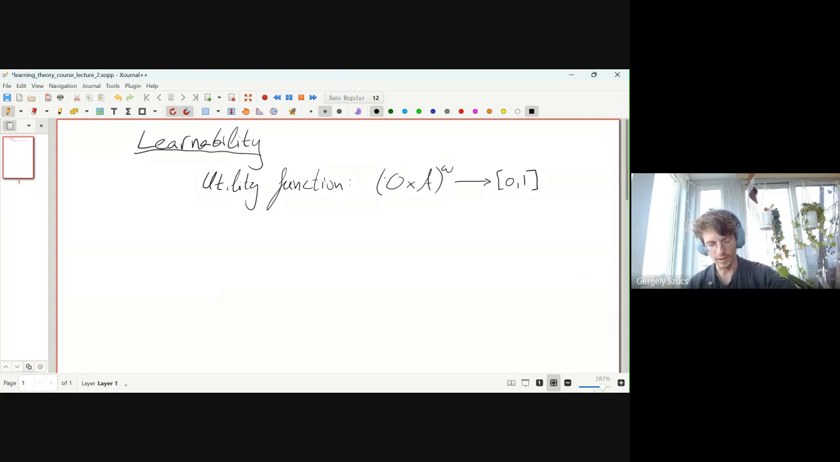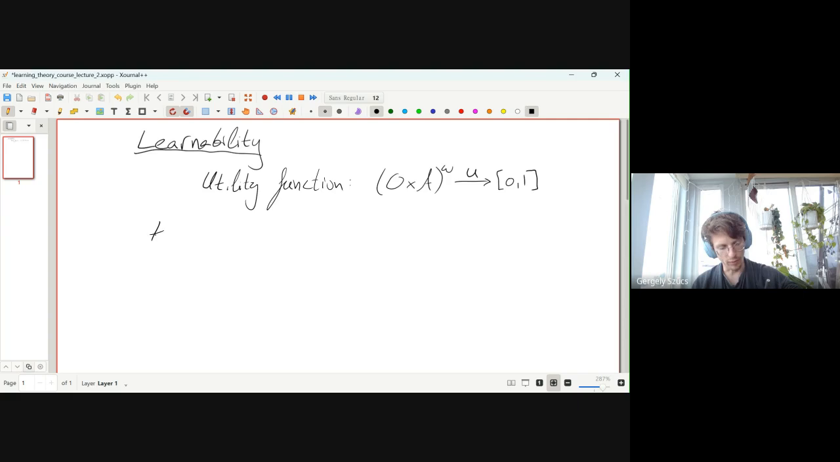So this basically takes in a destiny, like here's how everything played out until the end of time, and then based on that, it outputs a number saying, okay, how good was this? So this is a general form of utility function, but in RL specifically, a utility function usually comes from something called a reward.